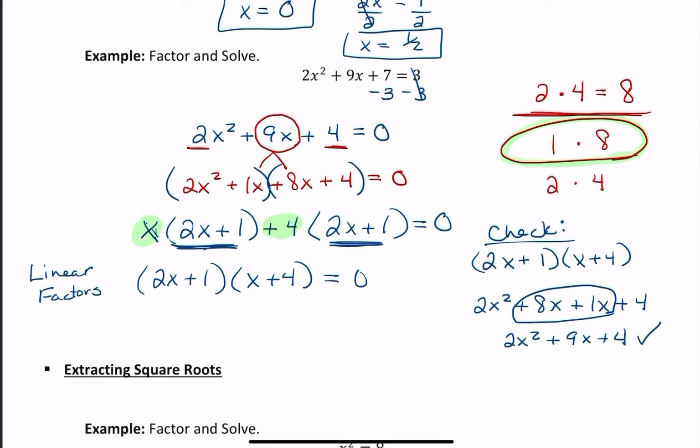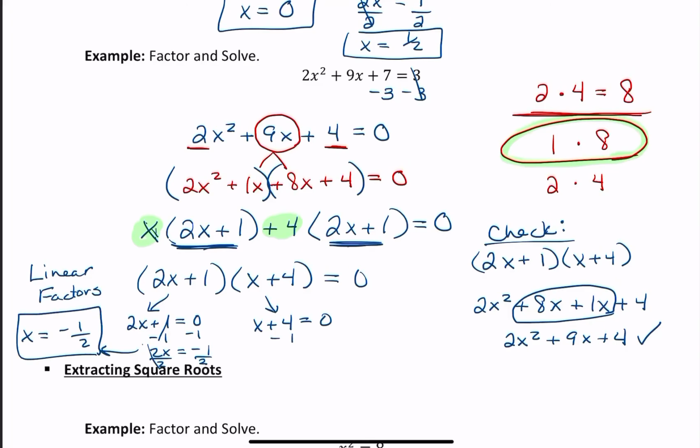And now you're going to solve those by setting them each equal to 0. So here when I subtract 1 and divide by 2, let me do it separately. I'm going to subtract 1. So I've got 2x equals negative 1. And then divide by 2 will give me x equals negative 1/2. And then this one, when I subtract 4 from both sides, will give me x equals negative 4. So my two solutions to that are negative 1/2 and negative 4.